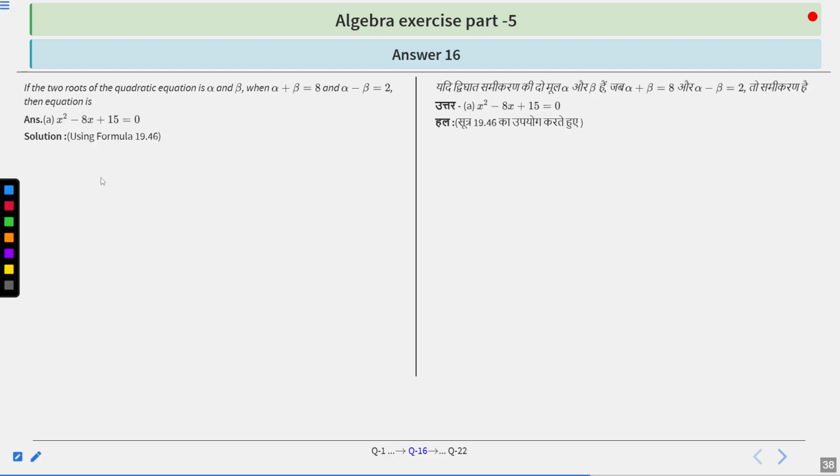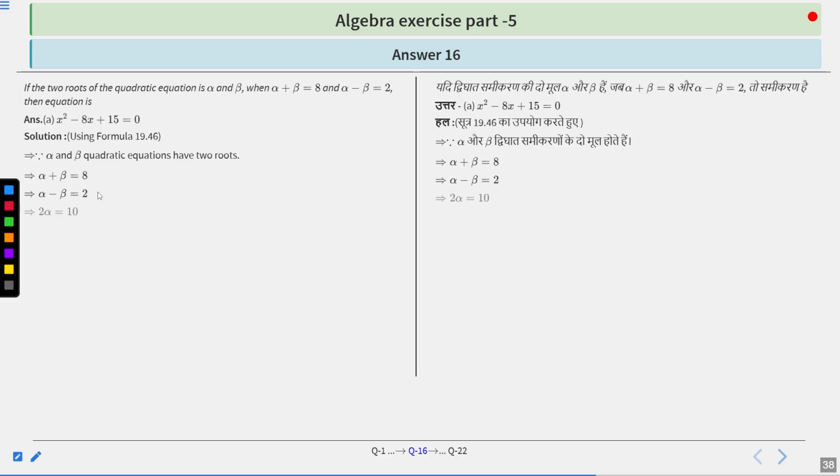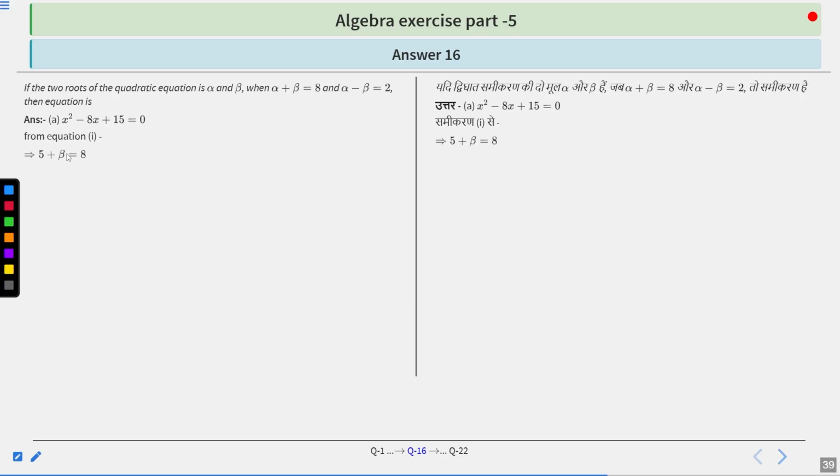So we're using formula 19.46. Because alpha and beta are the two roots of the quadratic equation, alpha plus beta equal to 8 is given in the question, and alpha minus beta is equal to 2 was also given. So adding these two equations, alpha plus beta equal to 8 and alpha minus beta equal to 2, we get 2 alpha equal to 8 plus 2, that is 10, plus beta minus beta will be 0. So if 2 alpha equal to 10, then alpha equal to 5. Now, putting the value of alpha, we get 5 plus beta equal to 8 from equation 1. Then beta is going to be 8 minus 5, that is 3.